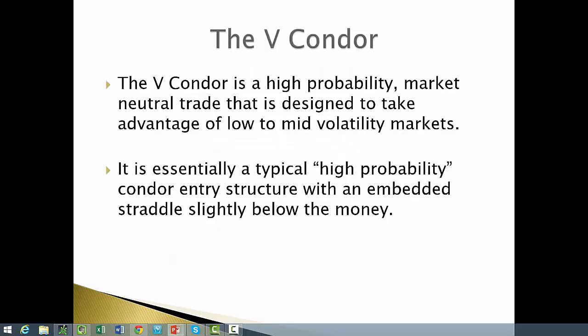The V Condor is a high probability market neutral trade that's designed to take advantage of low to mid volatility markets. It does best when the markets are actually uptrending a little bit. It is essentially a typical high probability condor as far as an entry structure goes, and it has a straddle embedded slightly below the money.